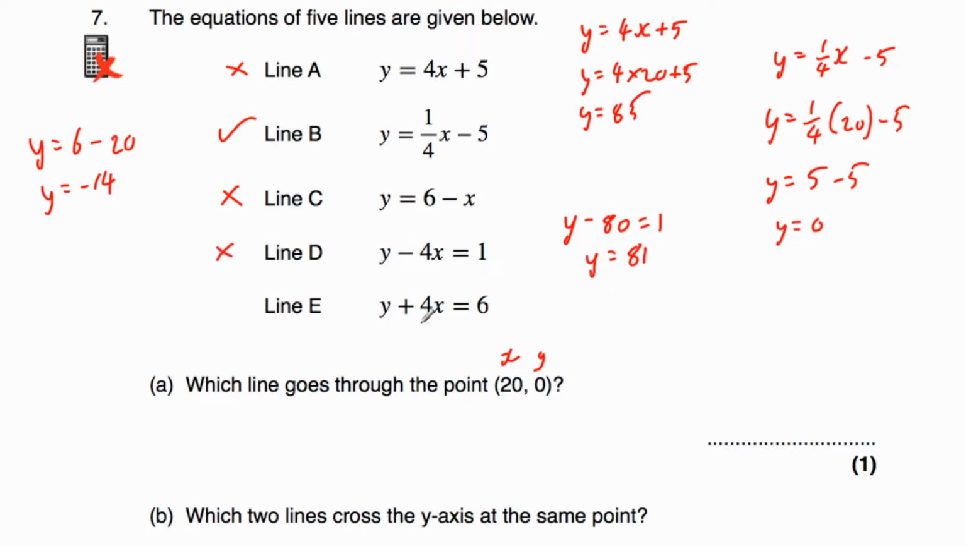And then finally, y plus 4x equals 6. Well, let's see if we substitute 20 in, do we get y to be equal to 0? So if we had y plus 4 times 20, which is 80, that's equal to 6. If we take away 80 from both sides, we get y equals negative 74. And that's not 0. So that means that line B is the only one that passes through the point (20, 0). So which line passes through (20, 0)? The answer is line B.